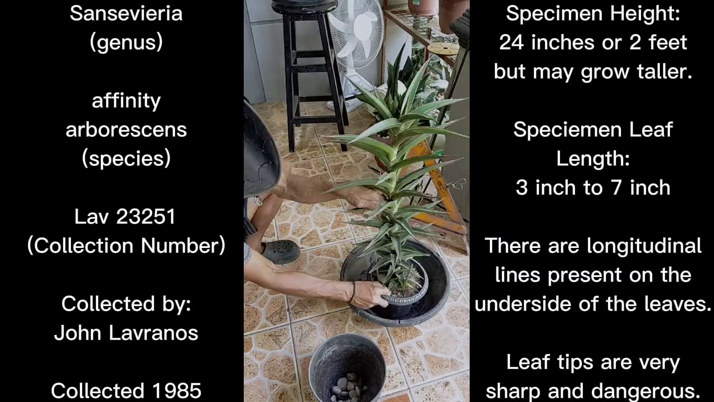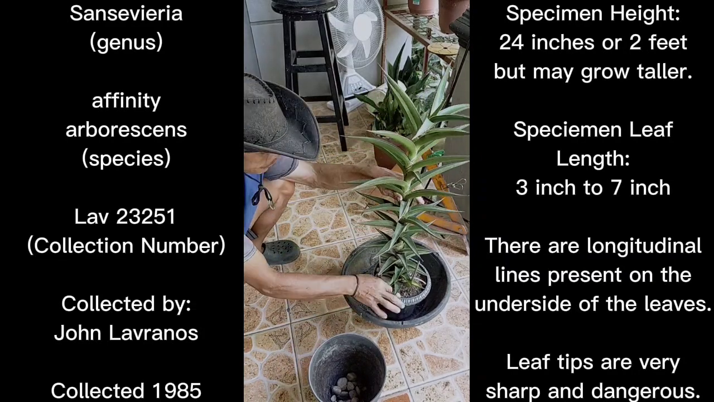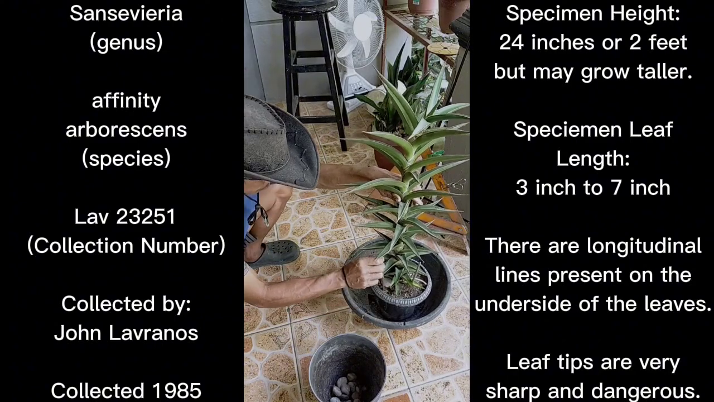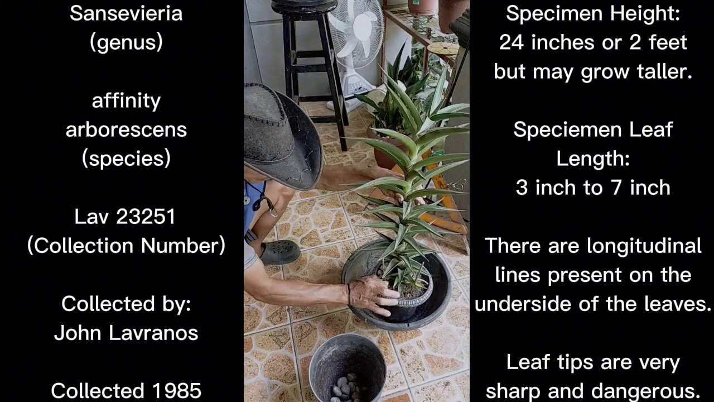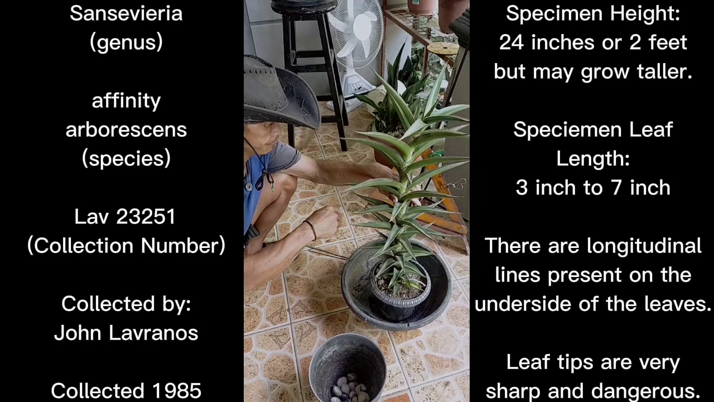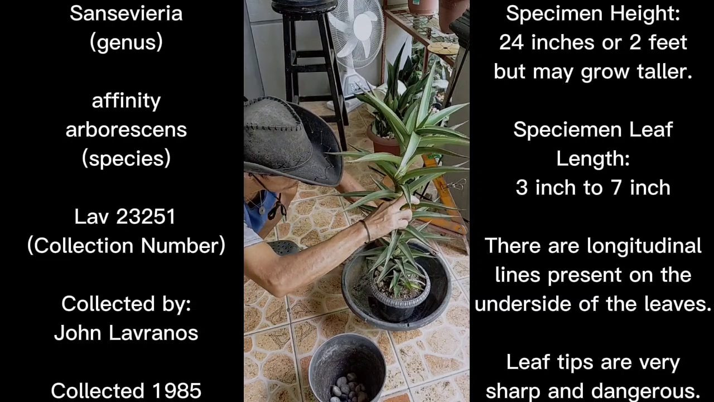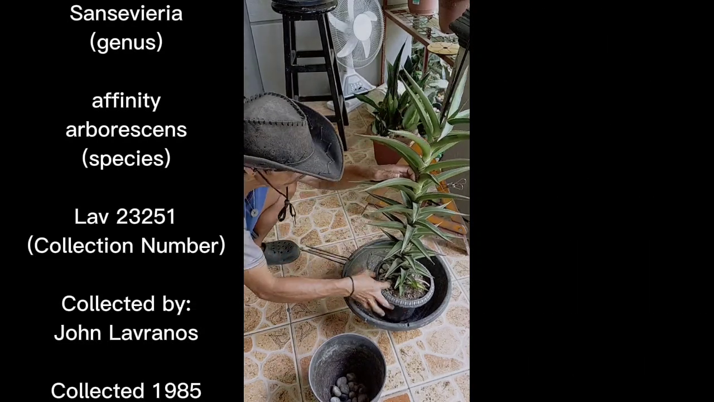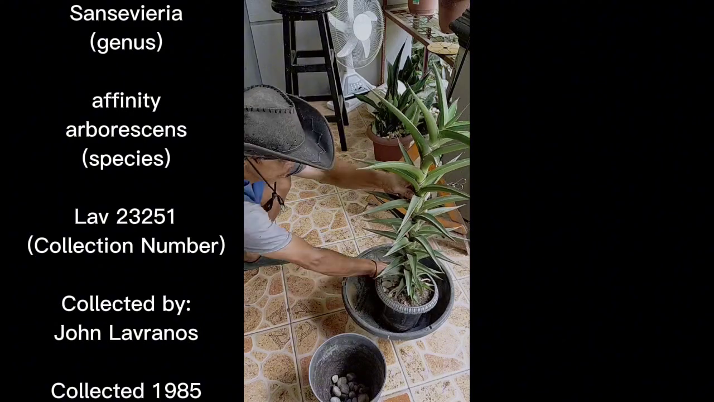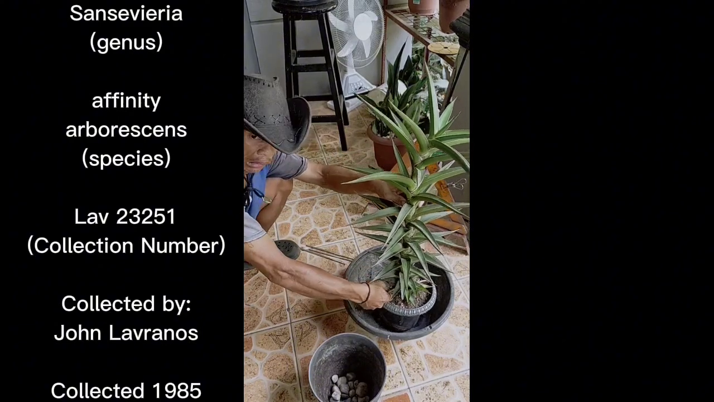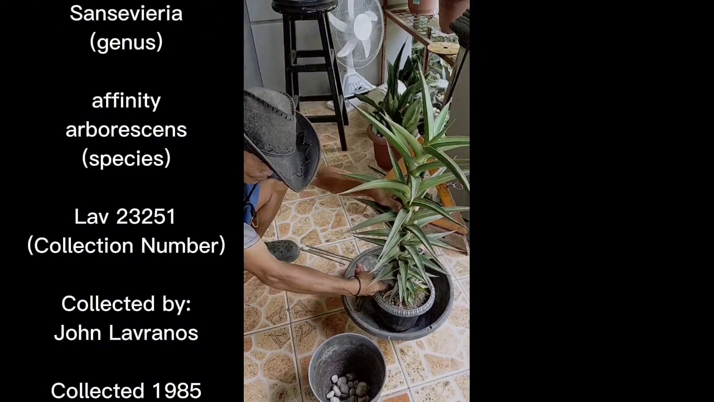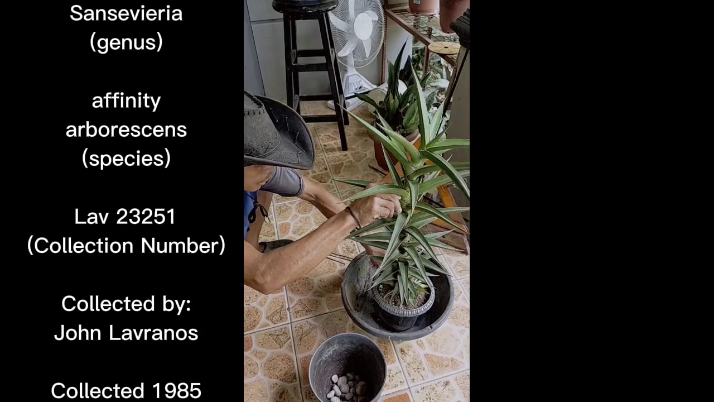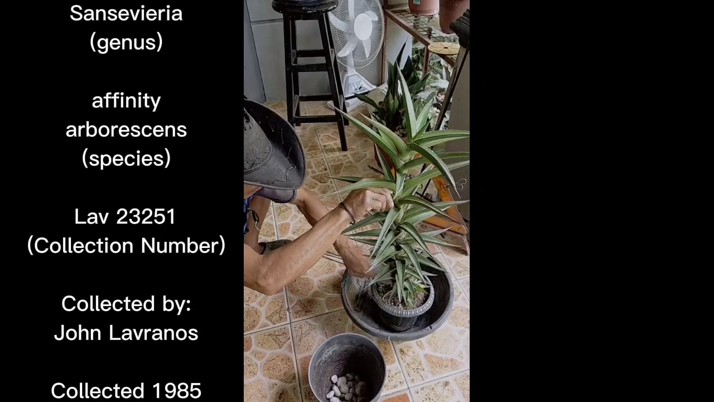So right now Andreas is removing the stones from the pot, and then we will try to remove the specimen from the pot. So I'm trying to loosen the pot itself. I'm tapping the pot so the roots sticking to the sides will come loose.